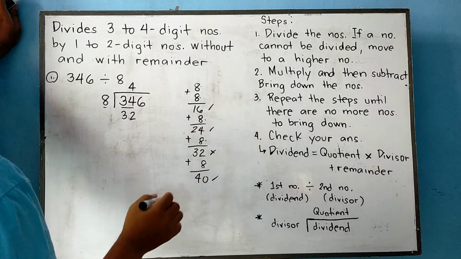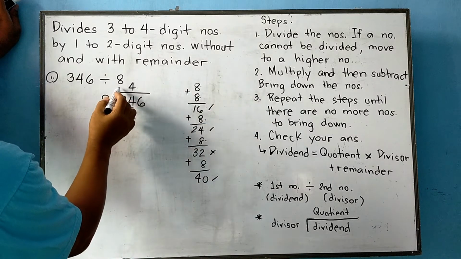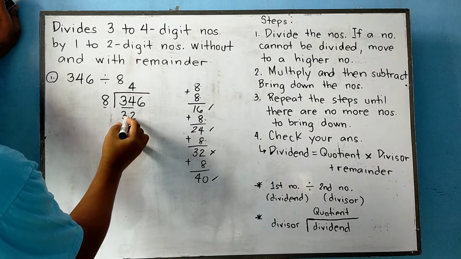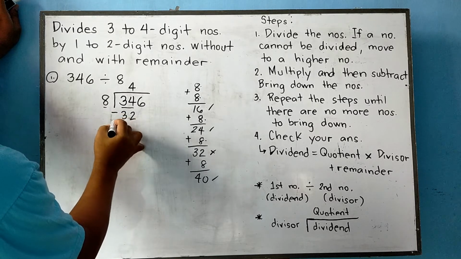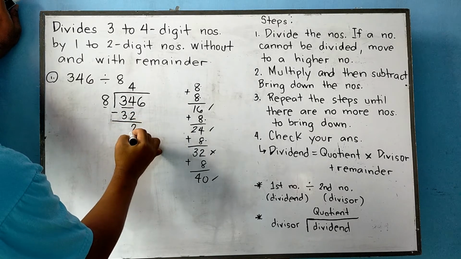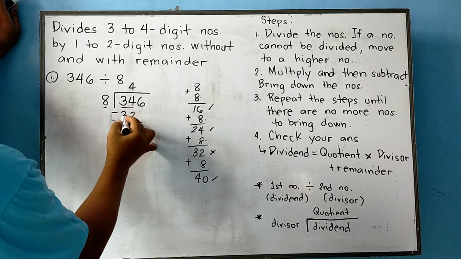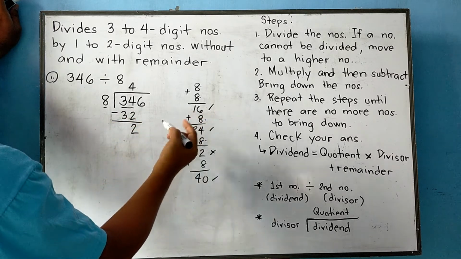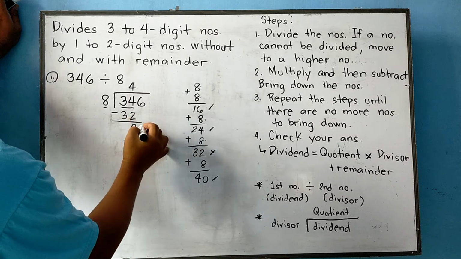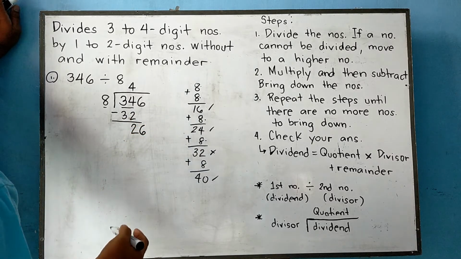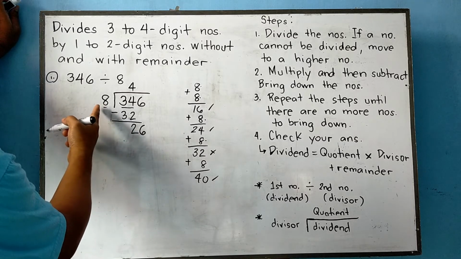And then for the second step, diba, after multiplying 4 times 8, the product is 32, you need to subtract this. Ano? So 4 minus 2, the answer is 2. And 3 minus 3, 0. So no need to write. And then, sabi doon, bring down the numbers. Well, bring down 6. So our new problem now is 26 divided by 8.